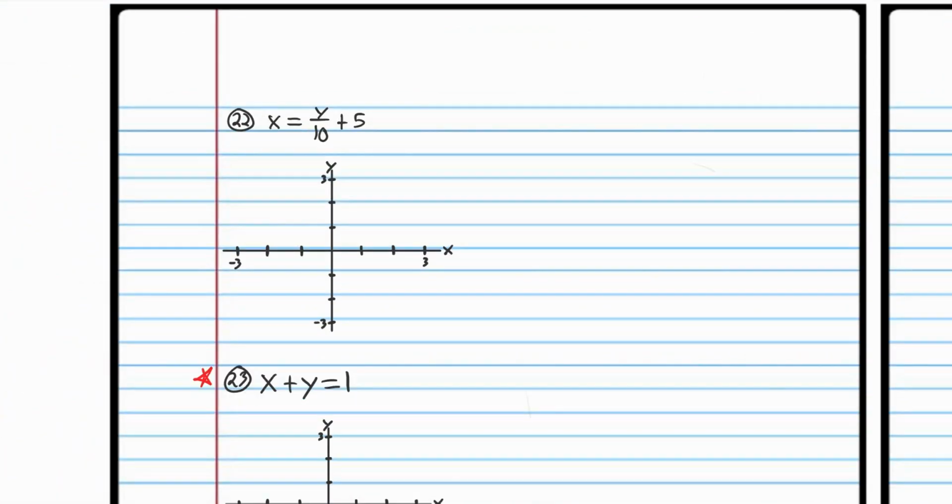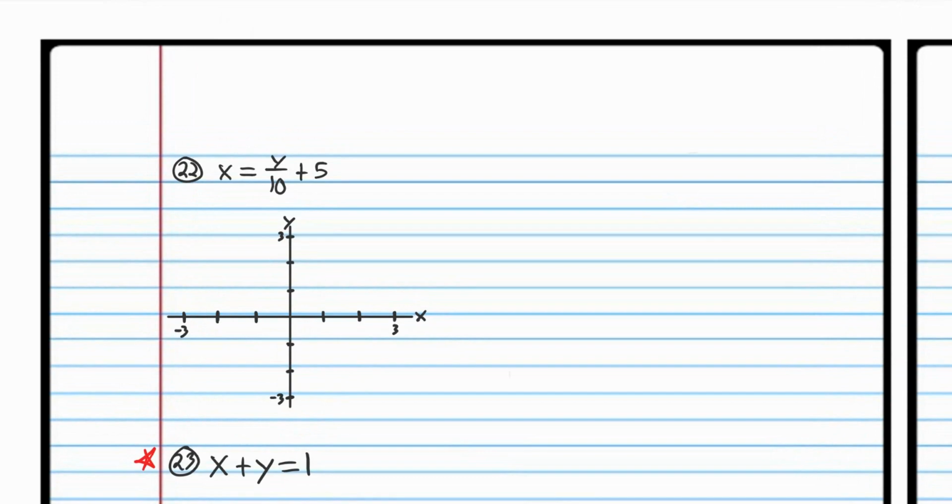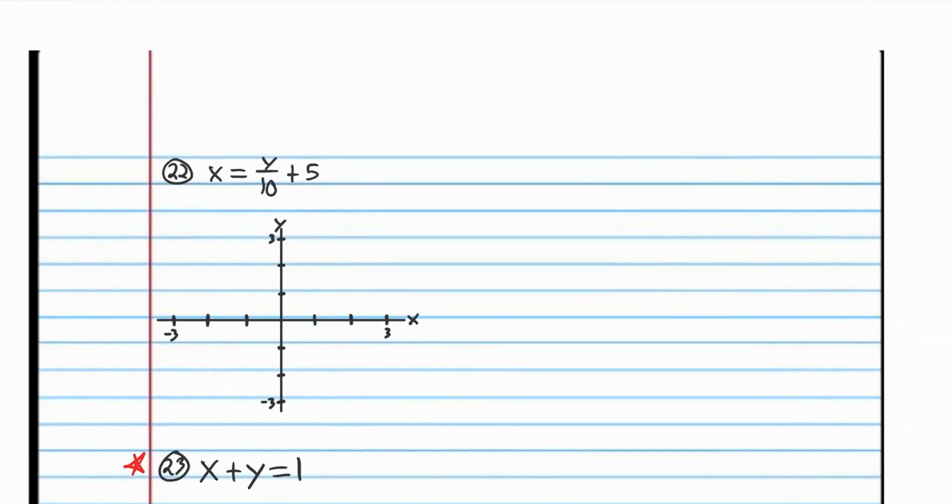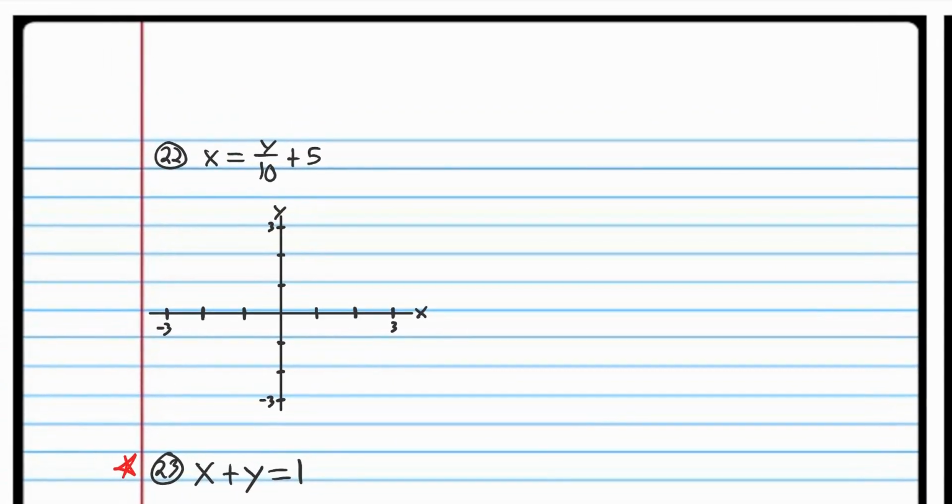All right, on to number 22. This is another problem where you might have to change the scale on your graph. So go ahead and try 22, and when you come back, we'll do it together. All right, we're back. So x is by itself on one side of the equation, so we'll plug in the y values first.